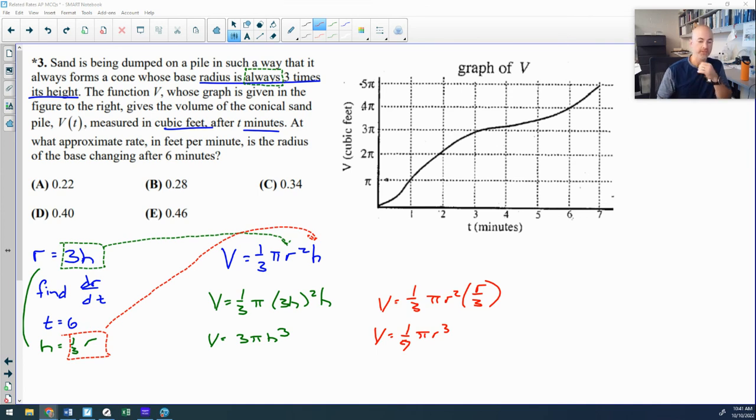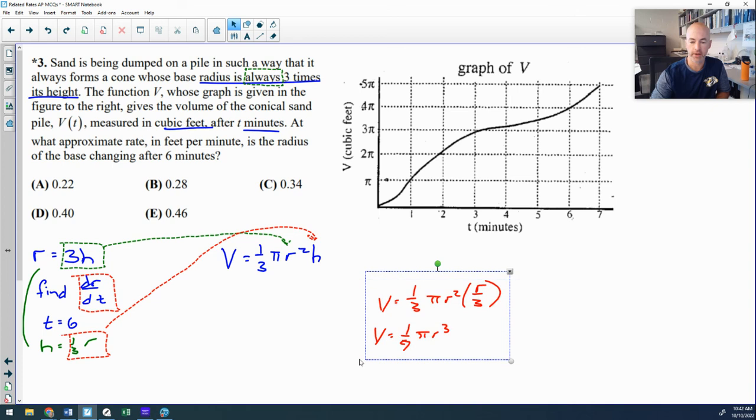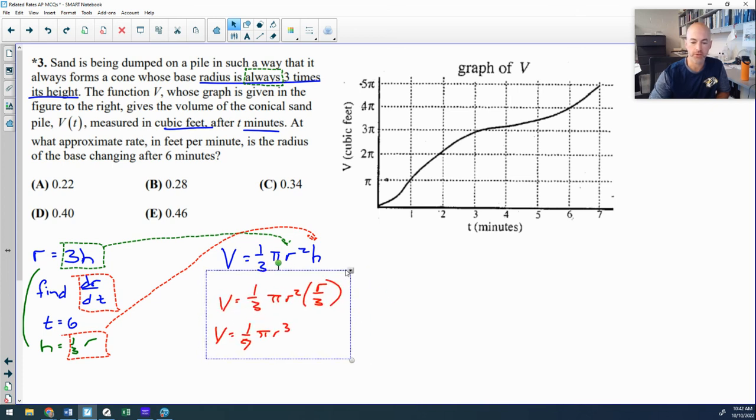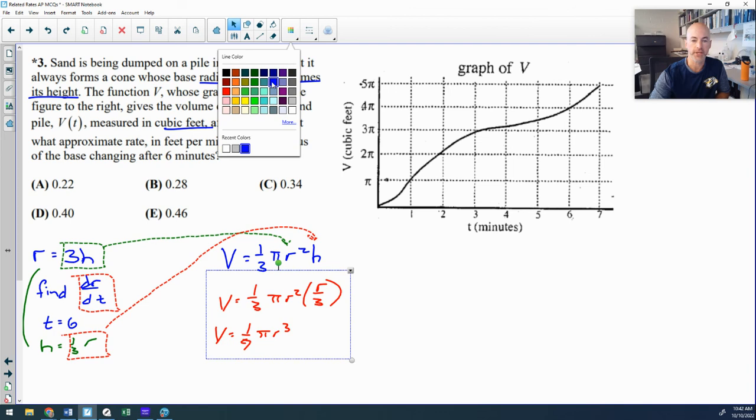We don't have a product rule anymore. It's just an h cubed or an r cubed. Very easy derivative. Now, which one do you want to go with? On the surface, you may say V equals 3 pi h cubed. However, you need to be aware that we are trying to find dr/dt. And since we are trying to find dr/dt, we need to keep r's in the equation, which means we need to use volume equals 1/9 pi r cubed. So while the h one was cleaner, it didn't have the fraction 1/9 in it, we're going to go with this one over here. So I'm going to bring it over here. Change its color to blue so it matches the rest, and then we will be ready to differentiate.